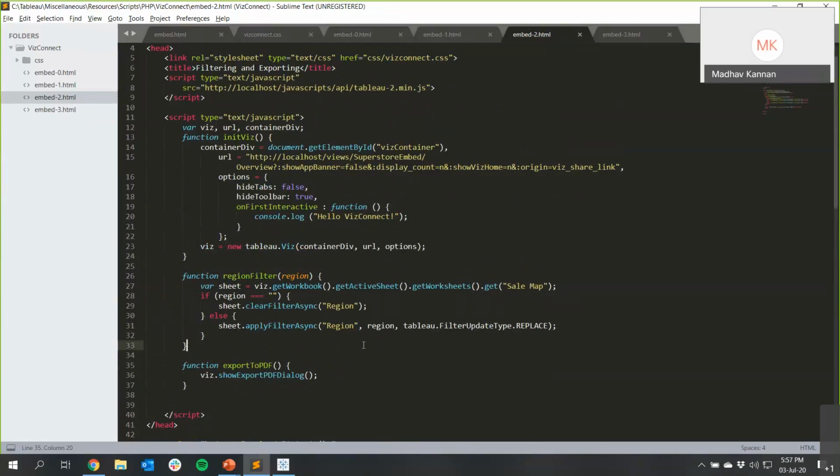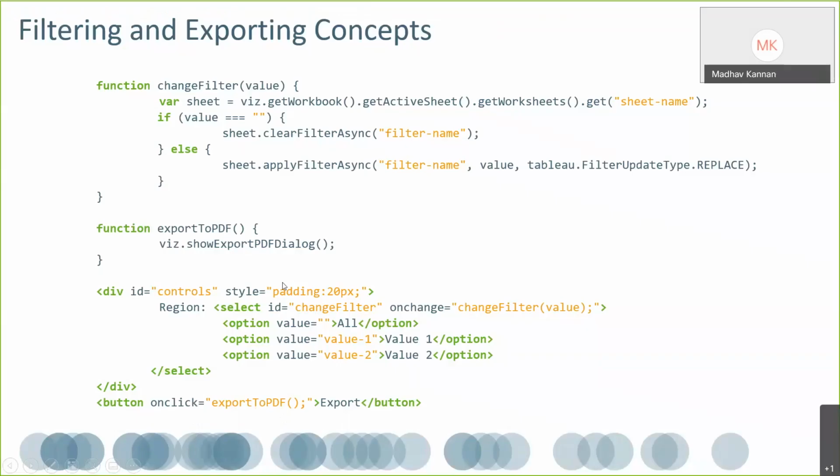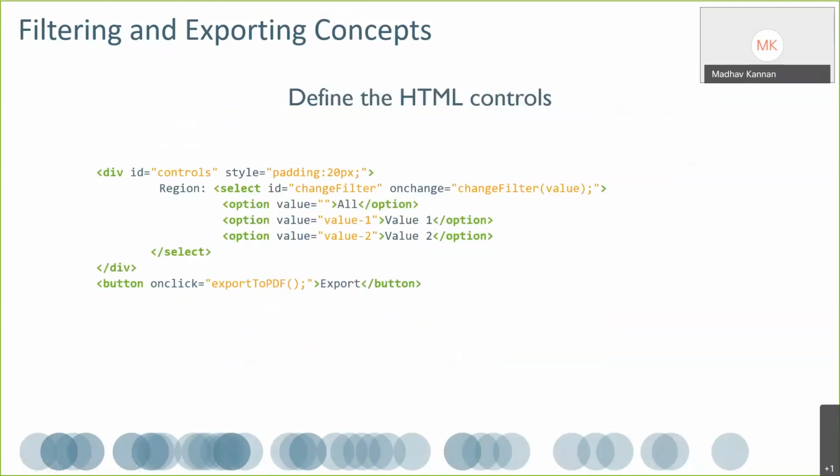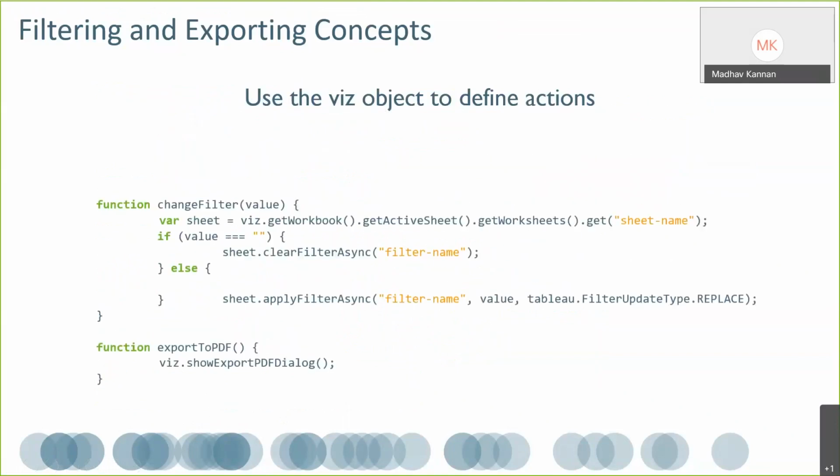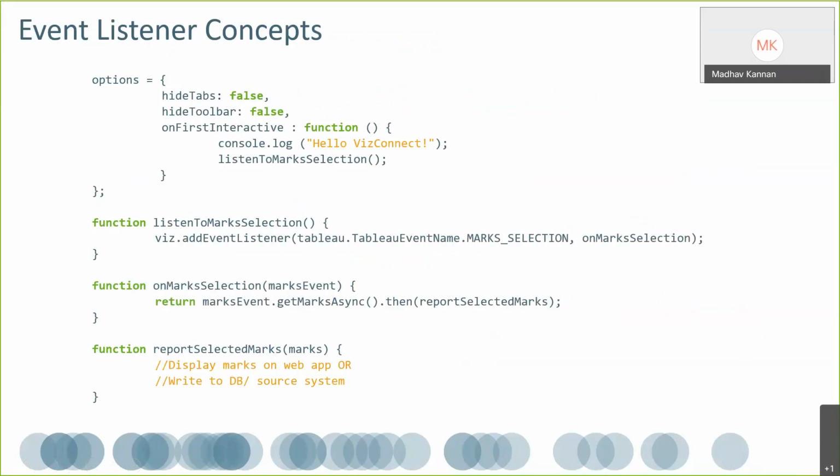Now that takes me to the last concept that I wanted to cover today, and that is around, oh, I did forget to talk about this. Sorry, I forgot to mention that I had broken this down. But yeah, we do end up defining the HTML controls and then using that Viz object to define those actions. So something similar over here in terms of doing this at a Viz level, whereas applying this not at a Viz level, but getting the sheet that we want to apply the filter to, and then applying the filter at that level.